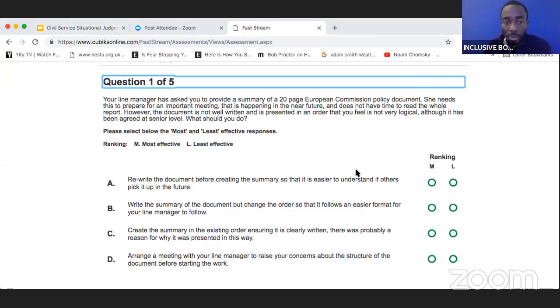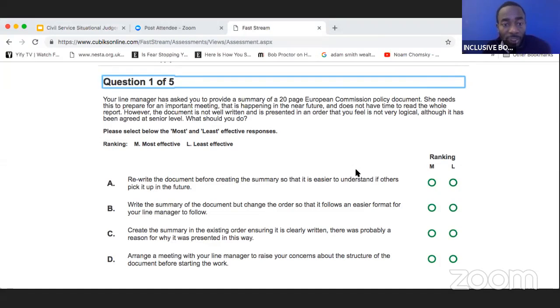What should you do? The options are: A, rewrite the document before creating the summary so that it is easier to understand if others pick it up in the future. B, write the summary of the document, but change the order so that it follows an easier format for your line manager to follow. C, create the summary in the existing order, ensuring it is clearly written.